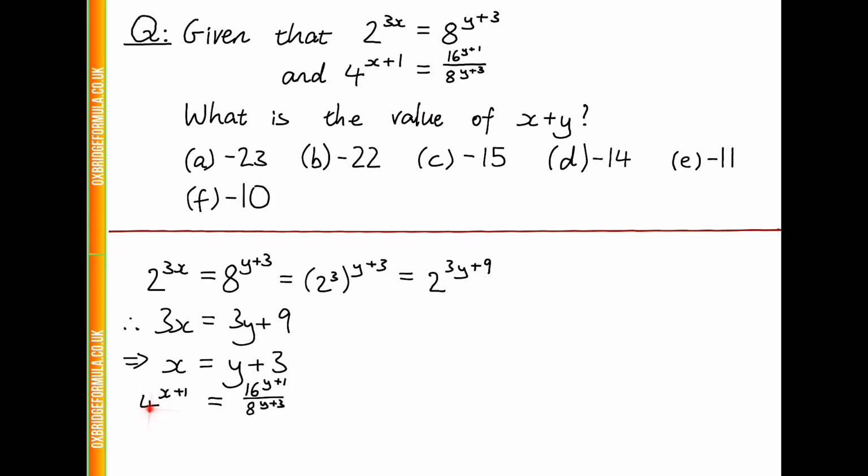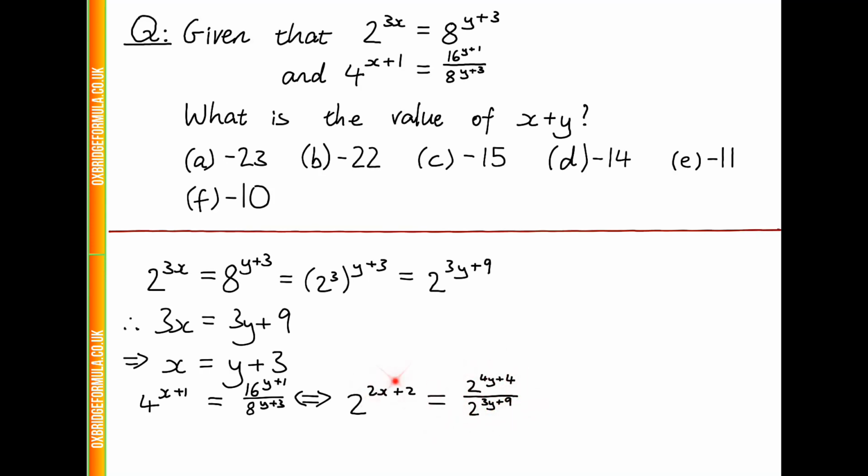Indeed, our second equation is 4^(x+1) equals 16^(y+1) divided by 8^(y+3). What do we notice about the numbers 4, 8 and 16? They're all powers of 2. 4 is 2 squared, 8 is 2 cubed, and 16 is 2 to the 4. So using a similar method to the first equation, we can rewrite this equation as 2^(2x+2) is equal to 2^(4(y+1)), which is 2^(4y+4), divided by 2^(3(y+3)), which is 2^(3y+9).